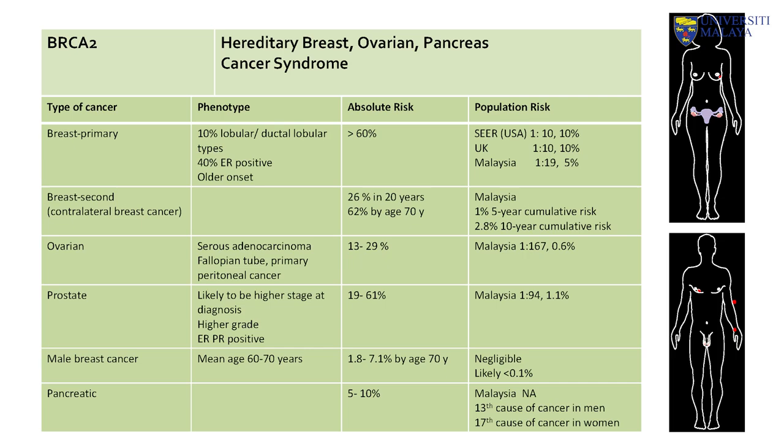For prostate cancer, it is definitely higher than the BRCA1 penetrance, with a 19 to 61% risk by age 70. For prostate cancer in BRCA2, they are likely to be higher in stage at diagnosis. They are more aggressive and in younger patients. For male breast cancer, again, the risk is between 1.8 to 7.1%, which is considered significant. For pancreatic cancer, it's between 5 to 10%.